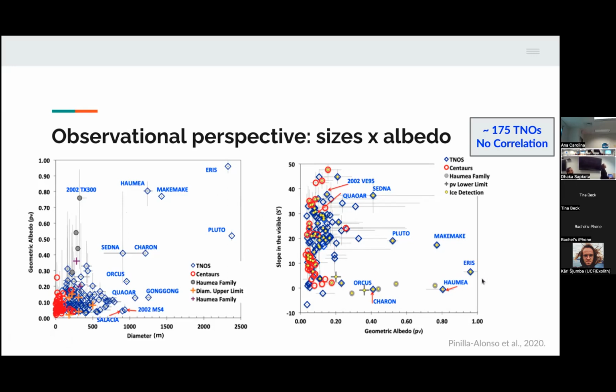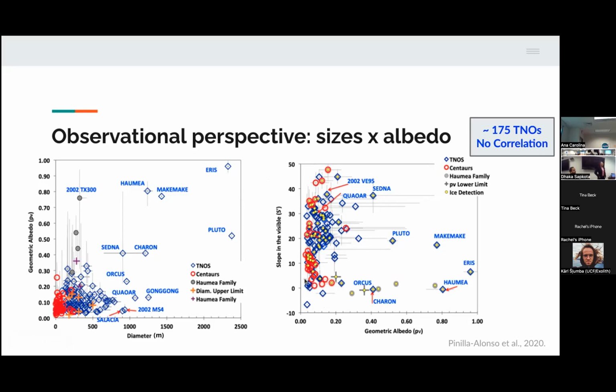Also, there is no correlation between the albedo and the spectral slope in the visible range, because someone could expect that a dark object would have only a very red spectral slope, a very high spectral slope, or a very low one, but it doesn't happen. We have very different spectral slopes in objects with low albedo and medium albedo, so there is no correlation.